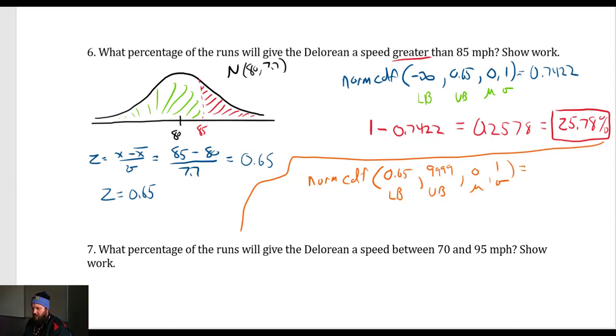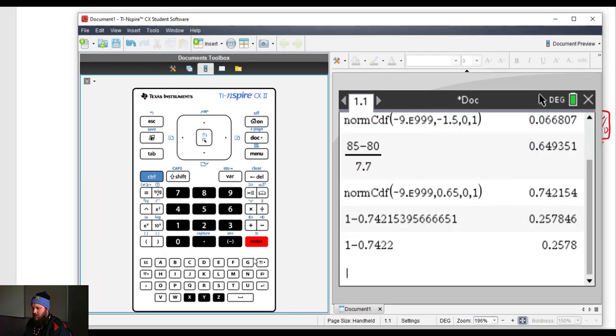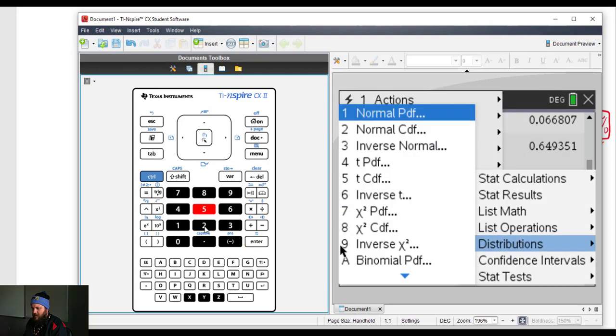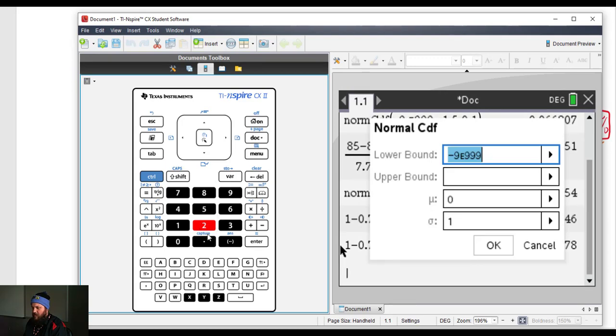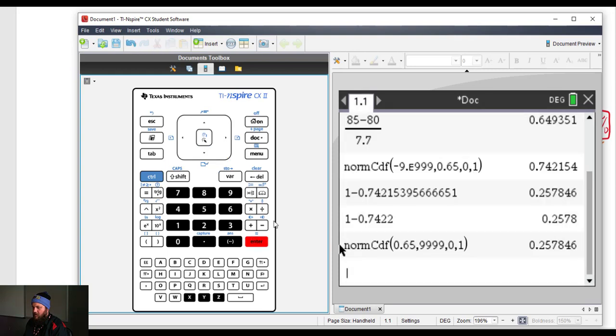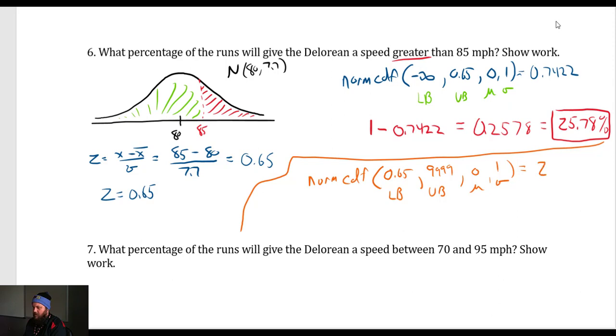If we do that in the calculator, menu 652. So for our lower bound, we'll say 0.65. Upper bound, we'll say 4 nines, 0, 1. Oh my goodness, look at that. It gave us the exact number we just calculated, 25.78. 25.78. And half the work.